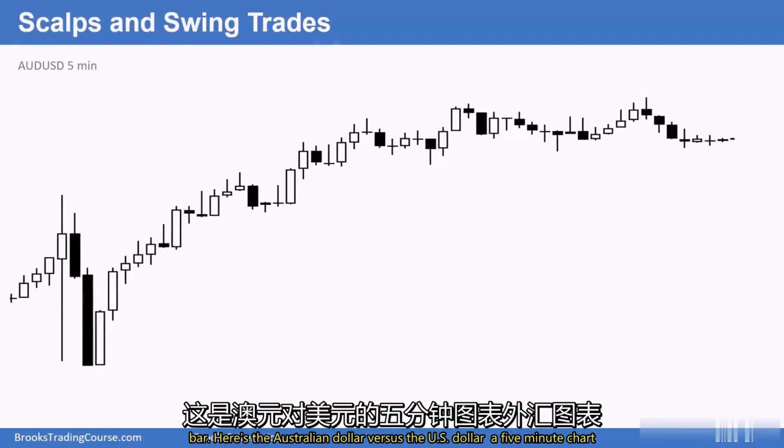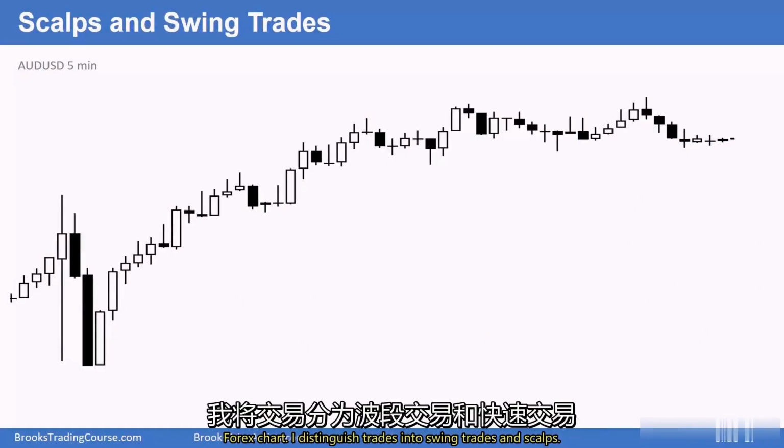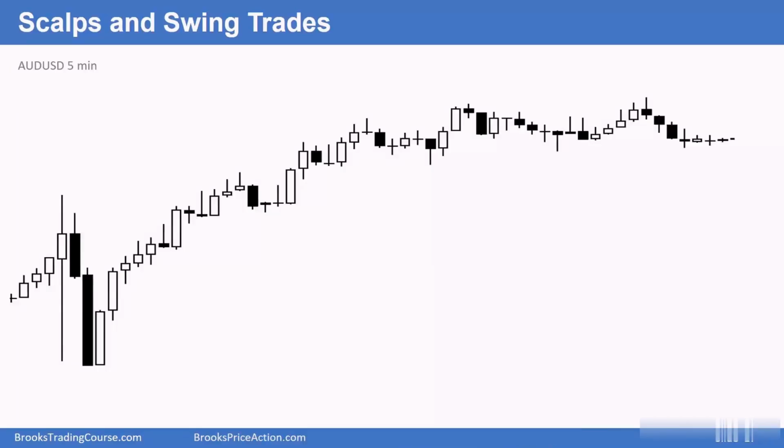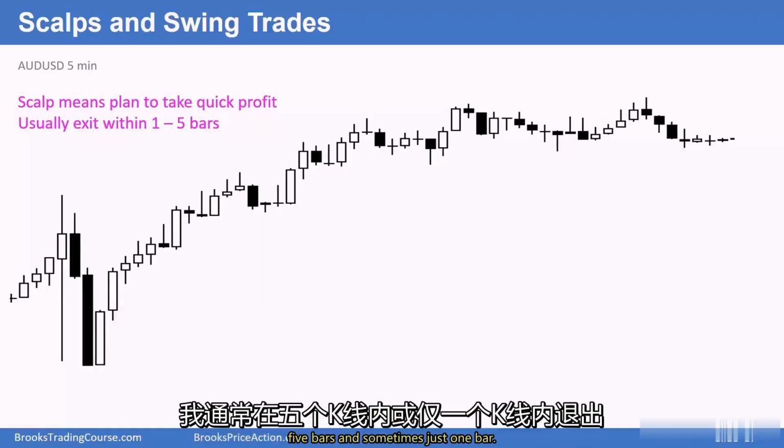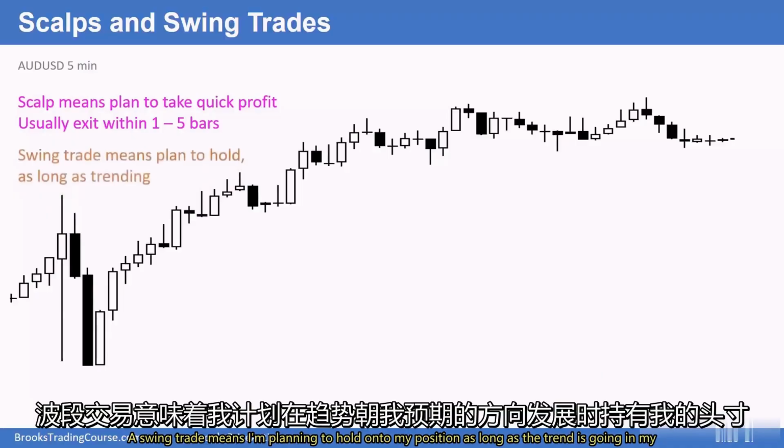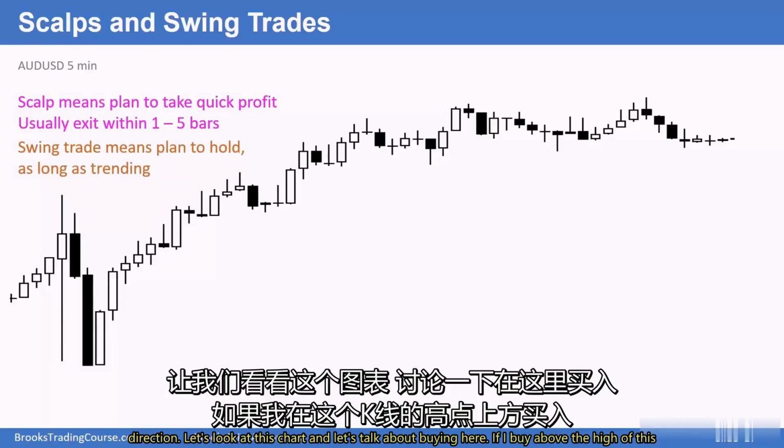Here's the Australian dollar versus the US dollar, a 5-minute Forex chart. I distinguish trades into swing trades and scalps. A scalp means that I'm trying to take a quick profit. I usually exit within 5 bars and sometimes just 1 bar. A swing trade means I'm planning to hold onto my position as long as the trend is going in my direction.